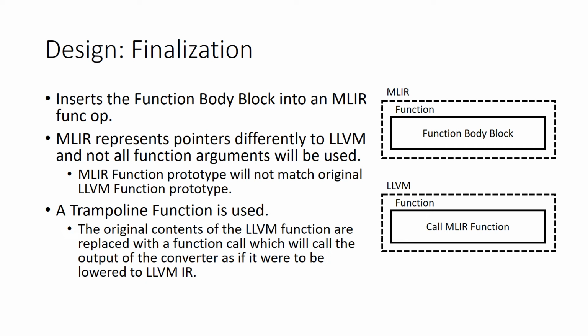To get around this issue, SYCLops uses a trampoline function approach. The original contents of the LLVM function are removed and replaced with a function call to an external function. The prototype of this external function will match the prototype of the MLIR kernel as if it was lowered back to LLVM. After the MLIR kernel is lowered back to LLVM, it can be linked and inlined with the trampoline function to give an LLVM function that matches the prototype of the original LLVM function. At this point of the conversion process, the SYCLops converter has finished, and the MLIR kernel and the LLVM trampoline function will be emitted as outputs.